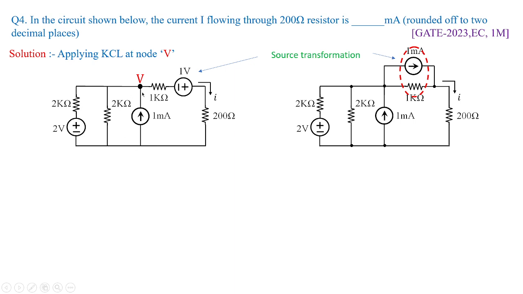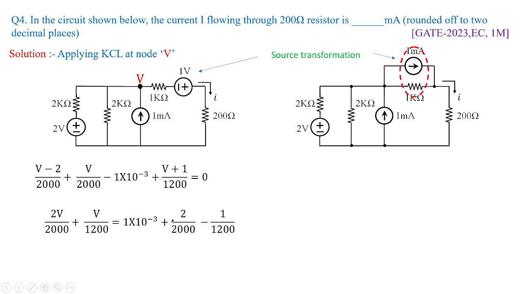Now when you apply KCL here, you have node voltage V and you have the branches like this. V minus 2 by 2k plus V by 2k minus 1 milliampere plus V plus 1 by 1000 plus 200 will give you the node equation at this particular node V. This you simplify like this, taking V on one side and constants on the other side, and you are going to get the value of V, which is equivalent to 7 by 11 volts.